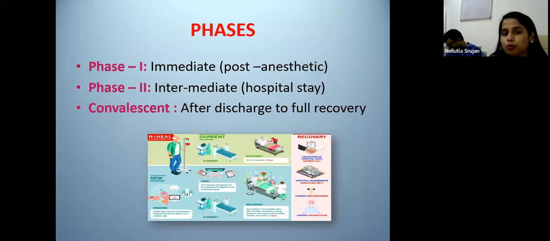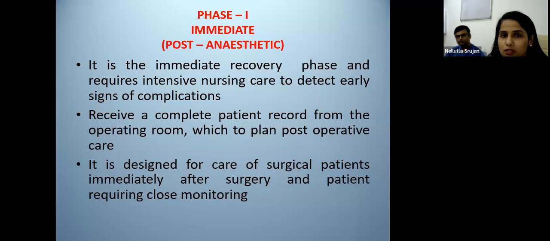So when we come to post-operative care, we have certain phases to be followed. Among them, the first phase is the immediate phase, that is post-anesthetic. Phase 2 is the intermediate phase, that is hospital stay, and the last one is the convalescent phase, after discharge to full recovery. When I go to the next slides, I will explain in detail. Let's look into the first phase, the immediate, post-anesthetic phase.